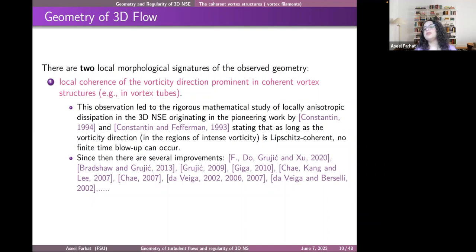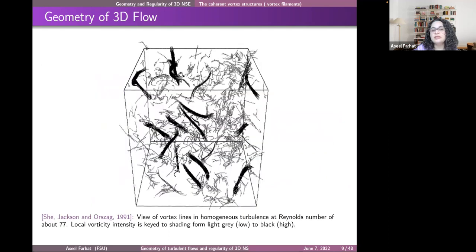What was proved is that if you assume you have a first blow up time, and near that possible blow up time the direction of the vorticity becomes Lipschitz, then this will prevent a blow up from happening, and you can extend the solution beyond that point. This Lipschitz condition maybe is not very realistic, because again there's some twisting, there are some discontinuities, so you don't expect the direction to remain Lipschitz all the time.